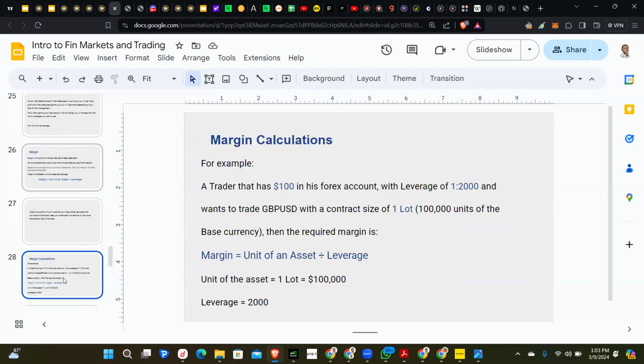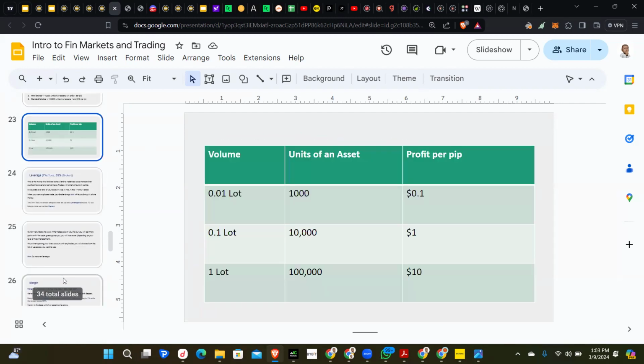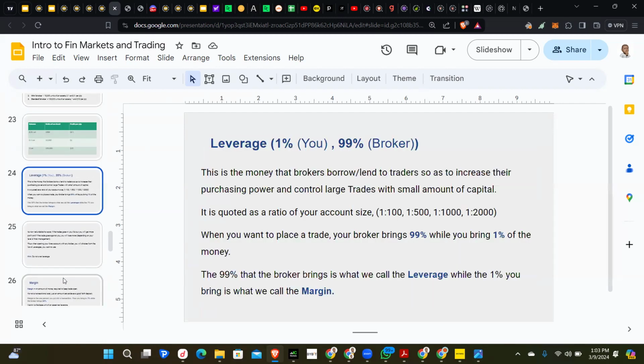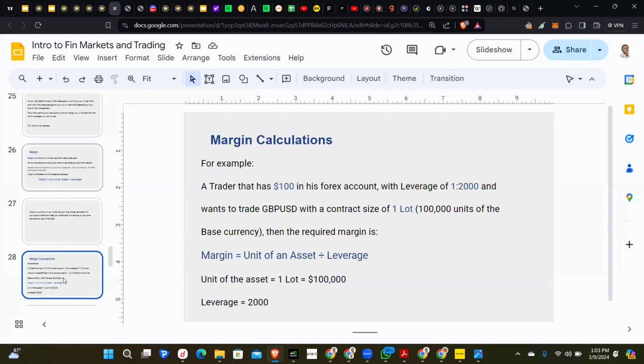All right, so let's do some margin calculation. For example, if a trader has $1,000 in his Forex account, and the account is operating on a leverage of 1:2,000, and he wants to trade GBP/USD with a contract size of 1 lot. Remember, 1 lot represents 100,000 units of an asset. So this trader has $100, but he wants to trade 1 lot.